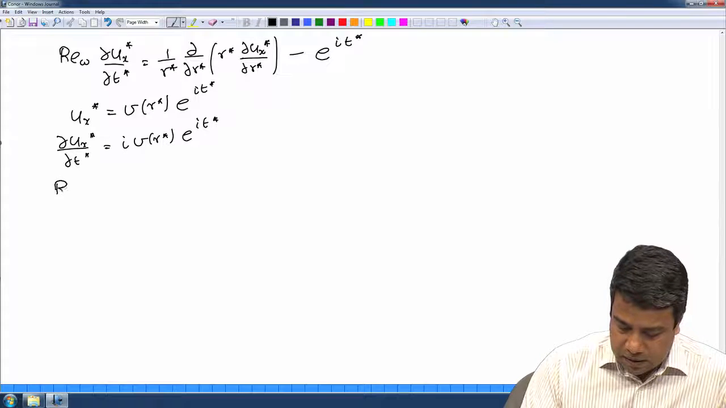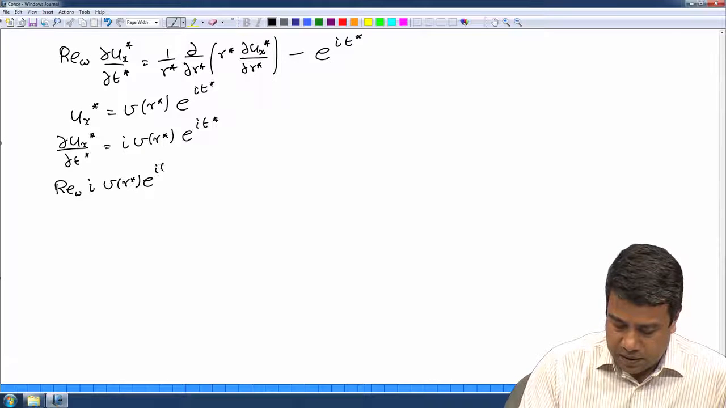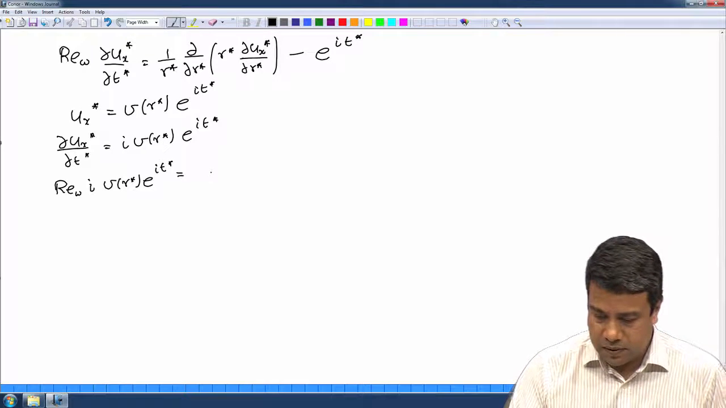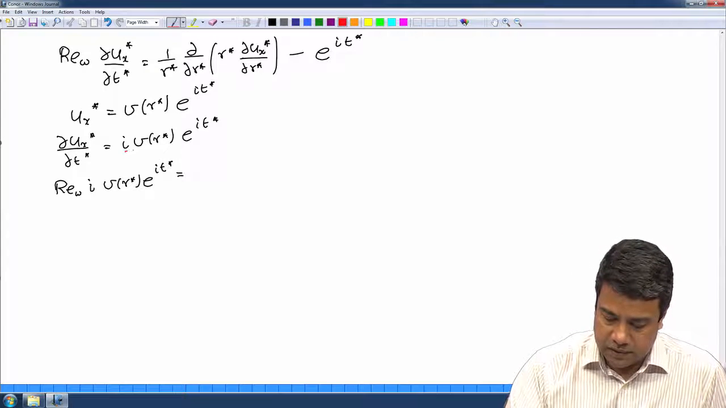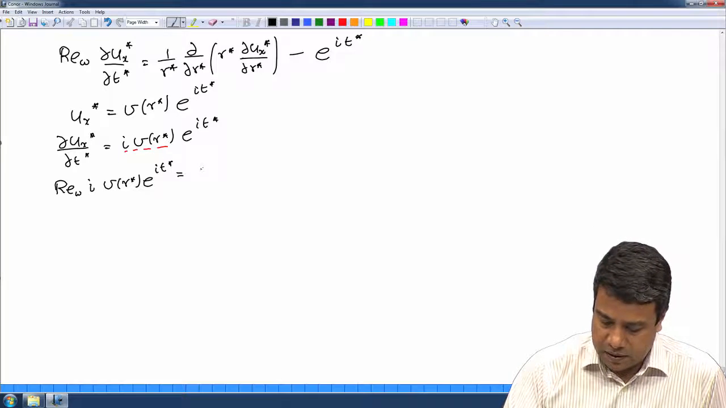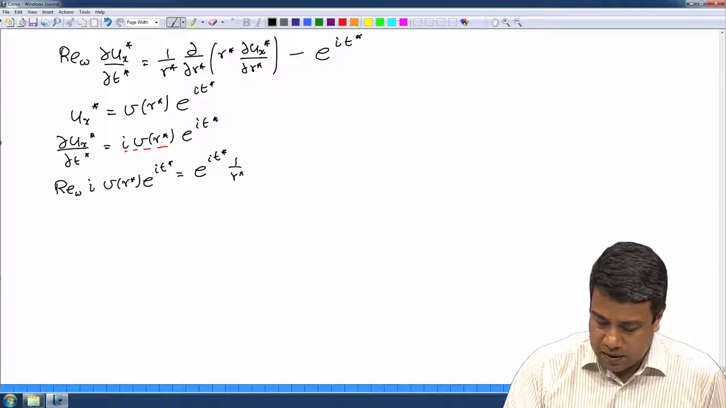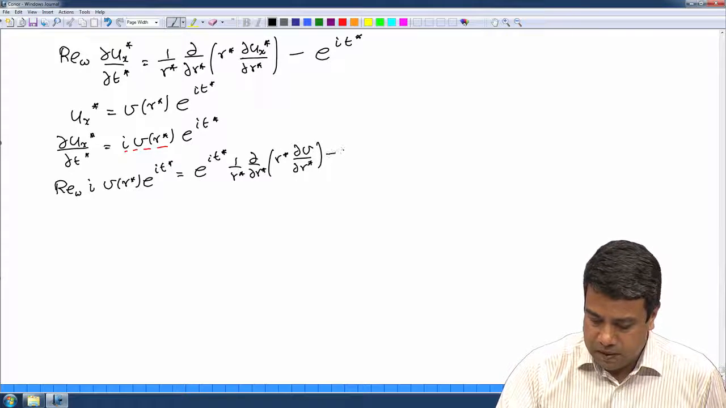Therefore, I will get Re omega into I v of r e power I t is equal to, now when I take the derivative with respect to r, I get only derivatives of v. Therefore, I will get e power I t coming out, 1 by r d by dr of r dv by dr, minus e power I t.